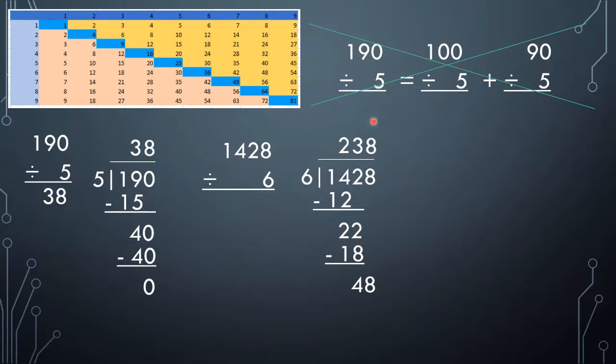So 238. Then 8 times 6 is 48. So the answer will be 0. 48 minus 48 is 0. Then now you know that 1428 divided by 6 is 238. To check also, you can try multiplying it if it's correct.